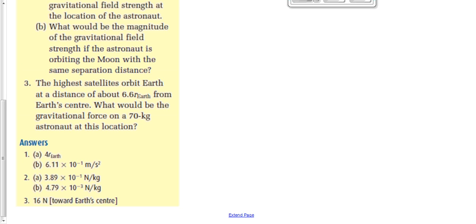We want to find the gravitational force on a 70-kilogram astronaut at this location. All right. We have a producer and we have an experiencer here, right? We have the Earth and we have an astronaut. Which one's the producer, the Earth or the astronaut? William, producer, Earth or astronaut? The Earth, good. The experiencer, therefore, is going to be the astronaut, right? What do we know more about, the Earth or the astronaut, the producer or the experiencer?